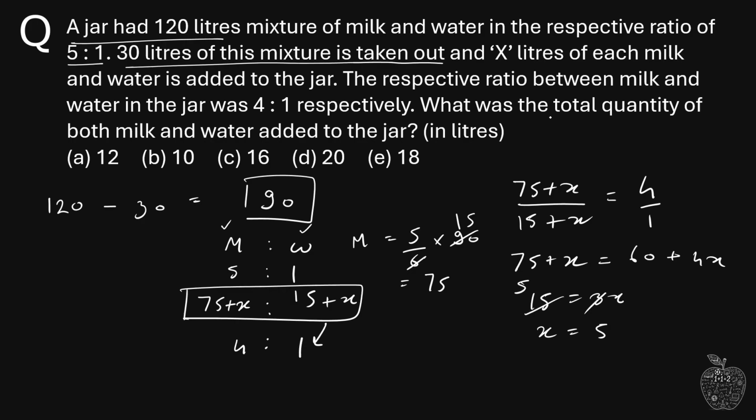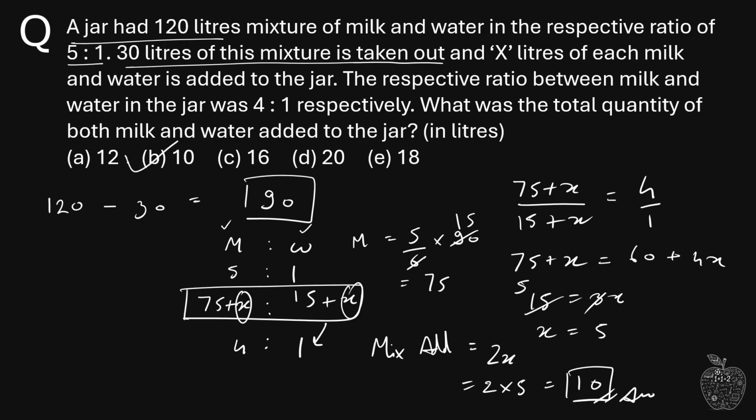Question is asking us, what was the total quantity of both milk and water added to the jar? So we added x liters of milk and x liters of water. So mixture added was x milk plus x water. So 2x was added and we know that x is 5. So we get 2 into 5, which is 10, and this is our required answer. Here option B is the correct one.